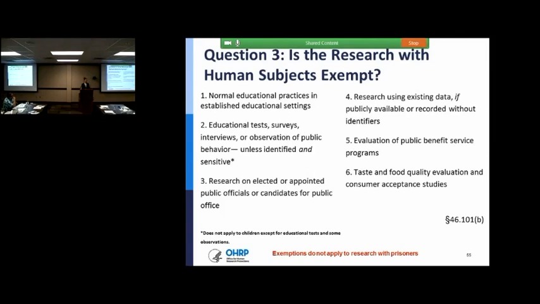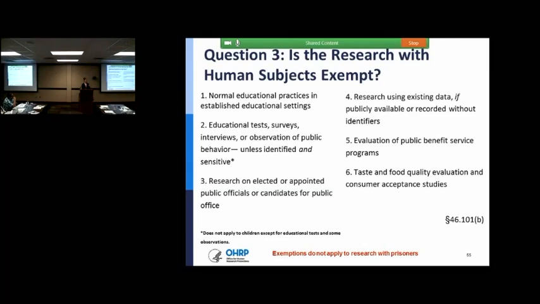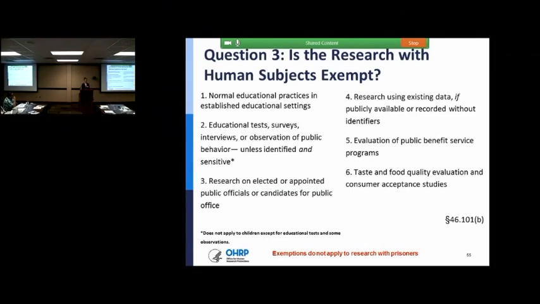We're going to talk in a lot more detail later about how the revised Common Rule impacts the different exemptions, but I wanted to briefly remind you that these are the 6 that are currently in effect.